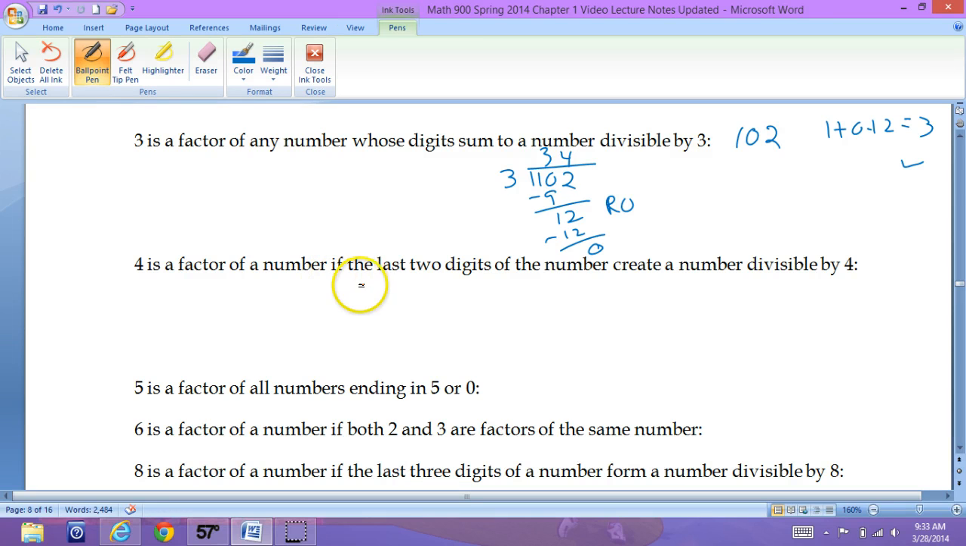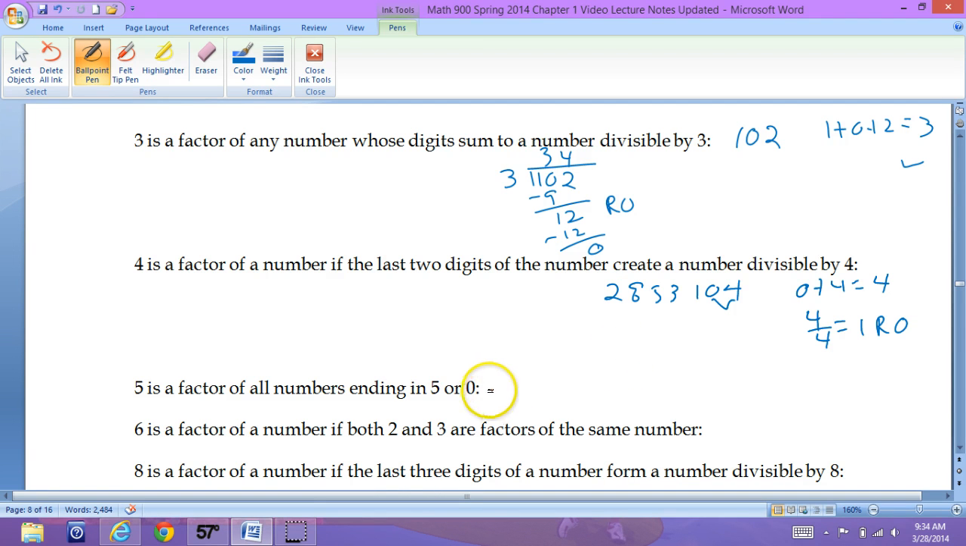So 4 is a factor of a number if the last 2 digits of the number create a number divisible by 4. So if we try 104, where these last two numbers, 0 plus 4 is 4, and 4 is certainly divisible by 4. 4 divided by 4 is 1, remainder 0. So that tells me that 104 is divisible by 4, and in fact, no matter what numbers you put to the right, 3, 5, 8, 2, if these last 2 digits are divisible by 4, which is what this quick and handy dandy rule tells us, then this whole thing is divisible by 4, and that can get you started on finding some factors.